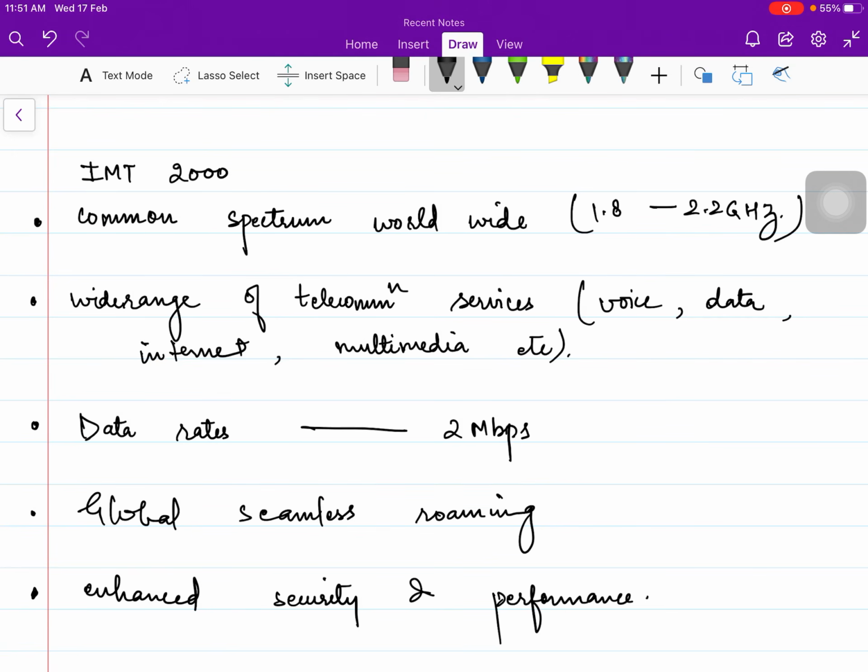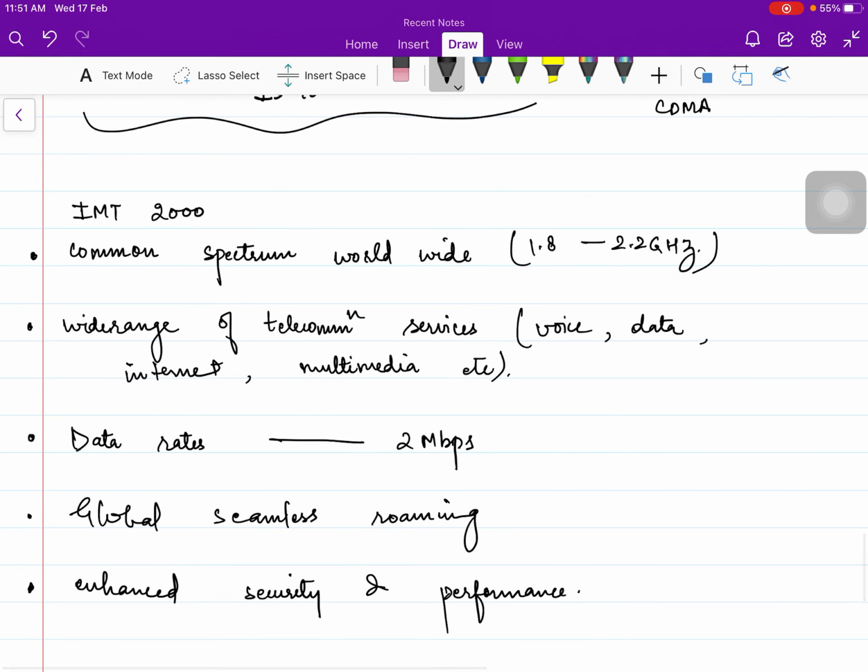So this was all about the evolution of mobile radio communication, where we moved from first generation to second generation, from second to 2.5, and from 2.5 to 3. So I hope that you all must have understood.